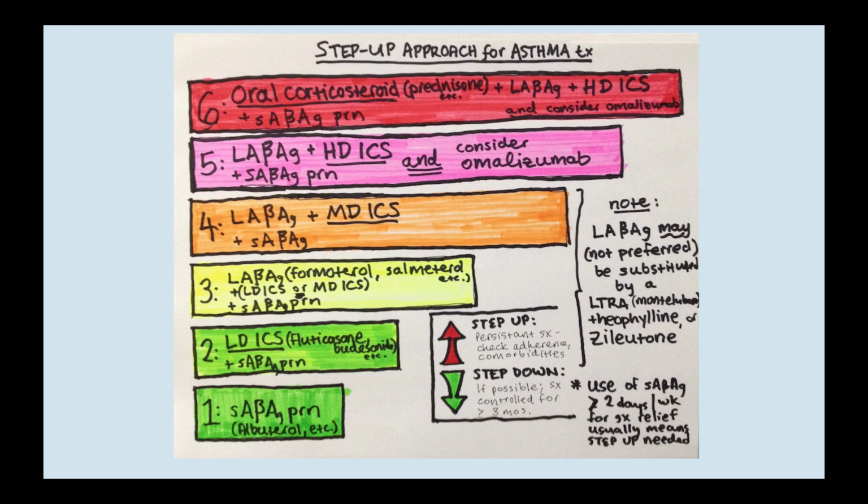Oh, and then this here: if they're using their short-acting beta agonists, their albuterol, more than 2 days a week for symptom relief, it typically means they're going to need to step up.